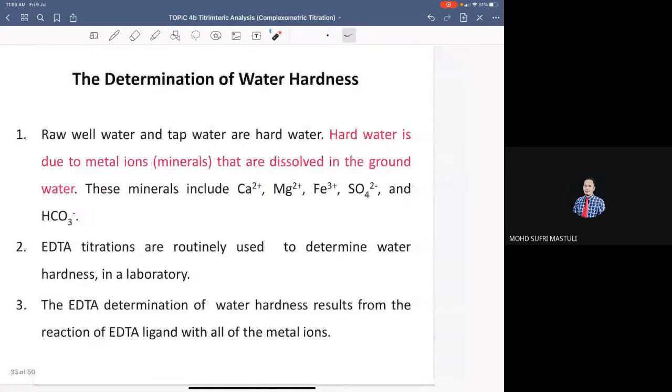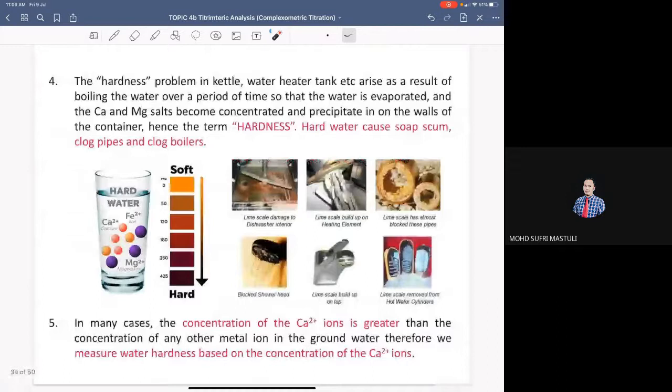The hardness problems in kettles and water heater tanks result from boiling of water over a period of time, so that the water is evaporated. The calcium and magnesium salts become concentrated and precipitate on the wall of the container, so it can cause water hardness. Hard water can cause soap scum, clogged pipes, and a clogged boiler.